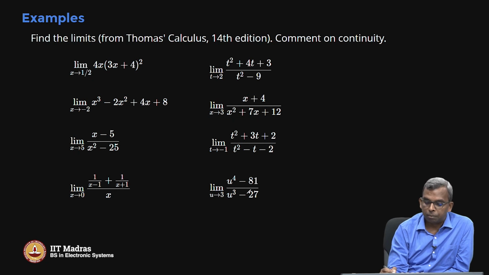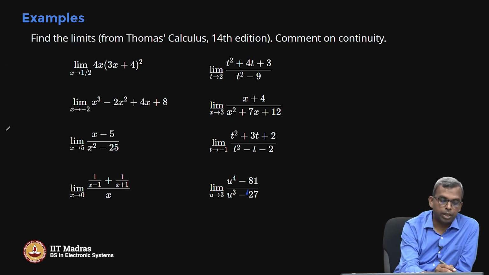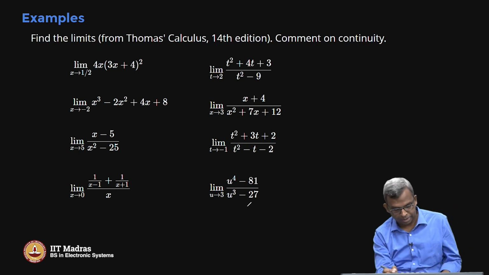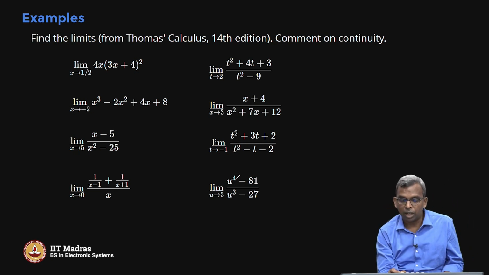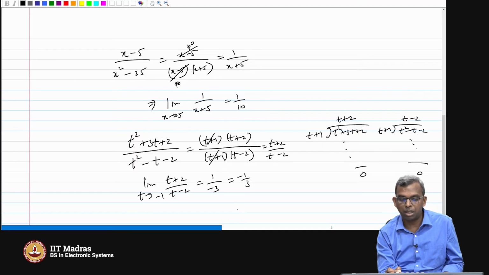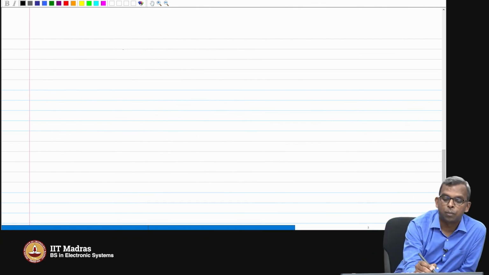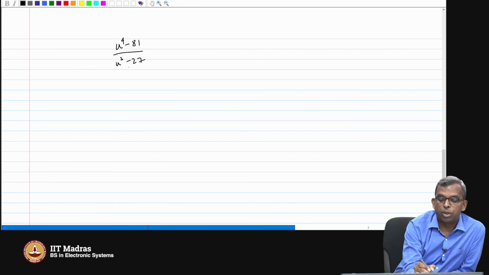Let us come to this one, u power 4 minus 81 by u power 3 minus 27. If you put u equals 3, again you get a 0 by 0. So, I should be able to factor out a u minus 3. Some of you may not be that familiar with this kind of manipulation. When I put u equals 3, this u power 3 minus 27 is becoming 0, right.